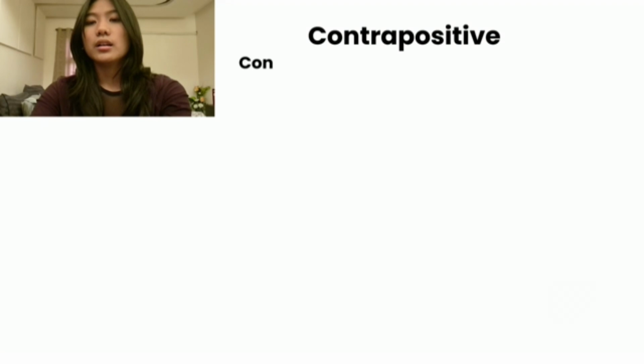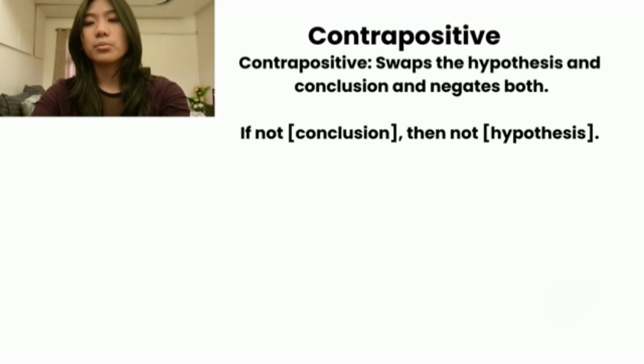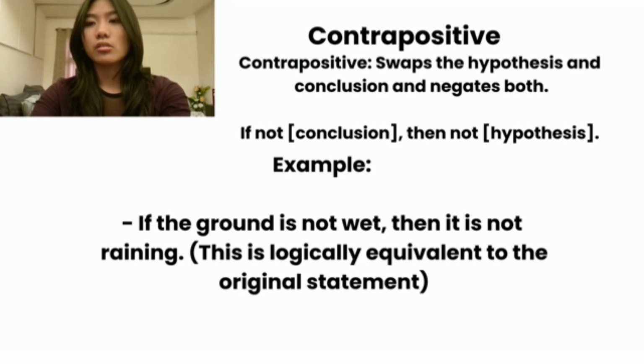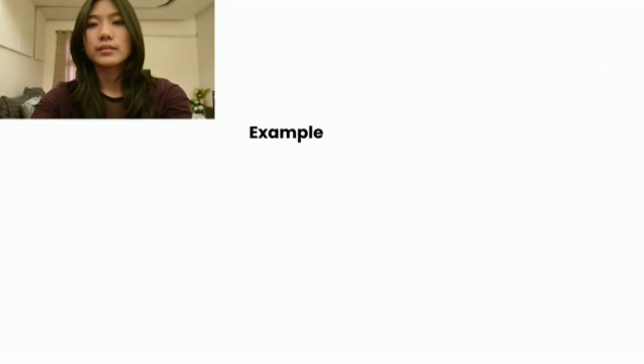Contrapositive. Contrapositive swaps the hypothesis and conclusion and negates both. If not conclusion, then not hypothesis. Example, if the ground is not wet, then it is not raining. This is logically equivalent to the original statement.